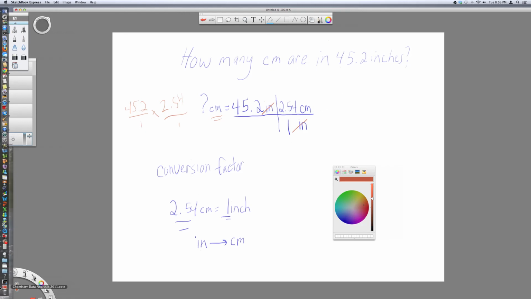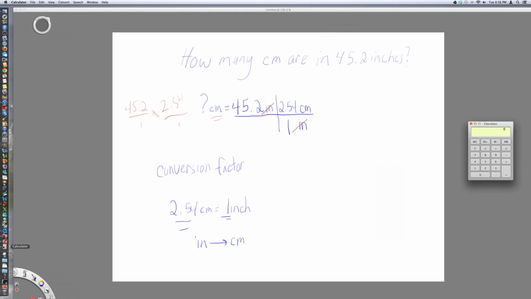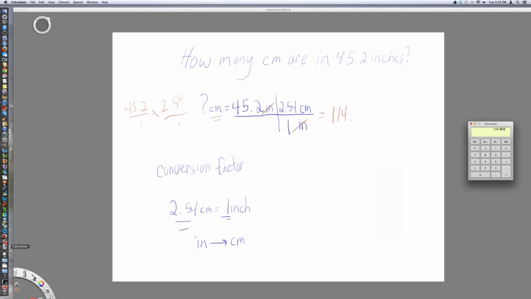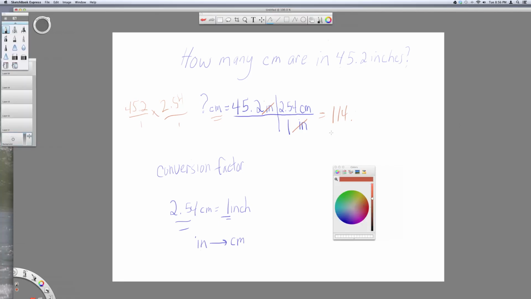So I get my calculator, and I say 45.2 times 2.54 equals, and I get 114 point, what was that number? 114.808. All right, now we have to round.